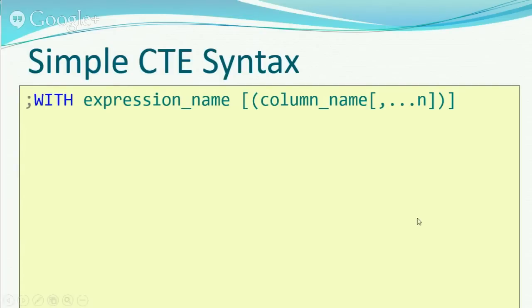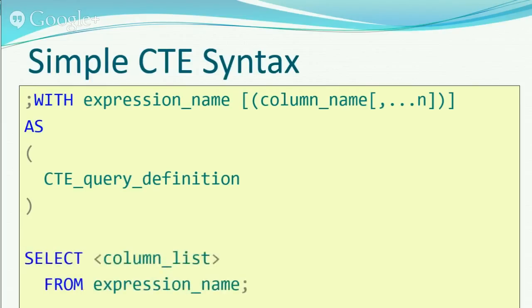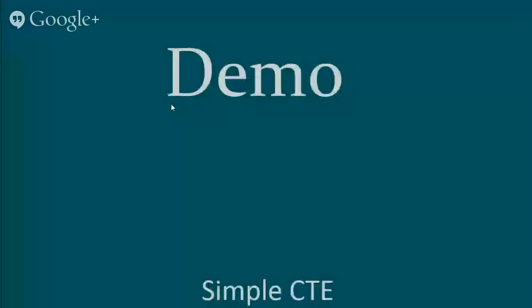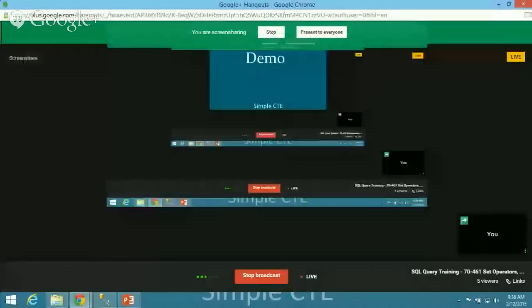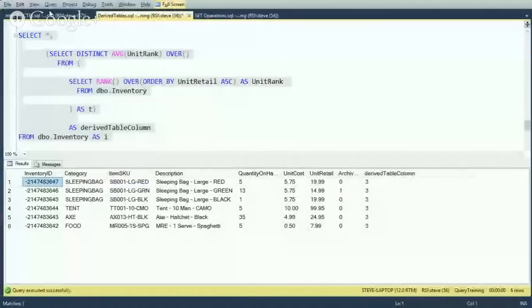So here it's with, and we give it a name, and then you can define some columns here, but they're completely optional. There's certain cases where you have to do it, but most of the time you don't need it. And then you use the word as, and just like in a subquery, you're going to put a subquery type query inside of parentheses. And then we're going to select columns out of the same expression name that the CTE was given up top here.